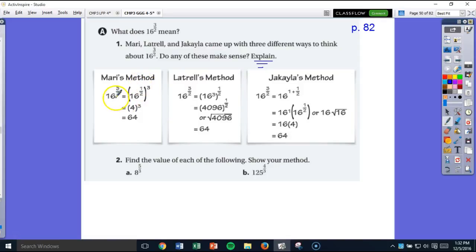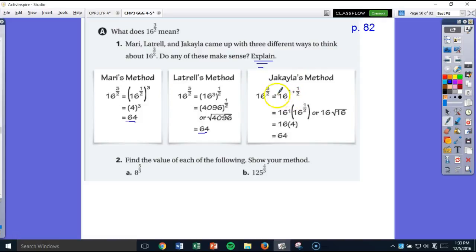So Marie's method is 16 to the 3 halves is 16 to the 1 half cubed, which if we take 16 to the 1 half, we're looking for the square root of 16, which is 4. You take 4 to the 3rd power, 4 times 4 is 16, times 4 again is 64. That seems to work. What about Latrell's method? Latrell wants to take 16 to the 3 halves and cube 16 first, which would be 4,096, and then take the square root, or 1 half power, of 4,096. That also comes up to be 64.